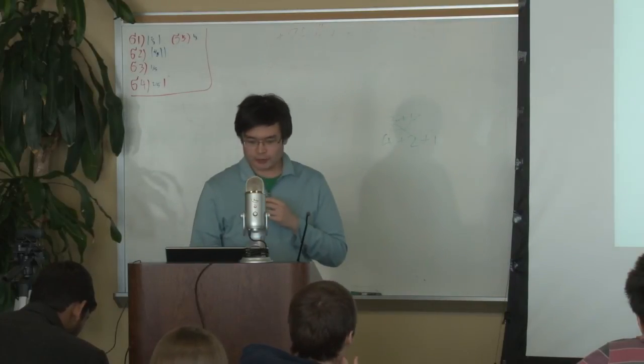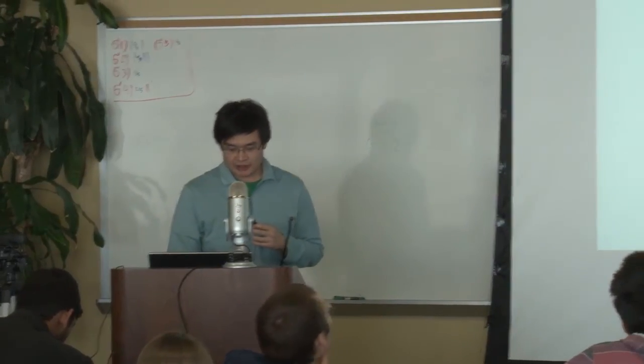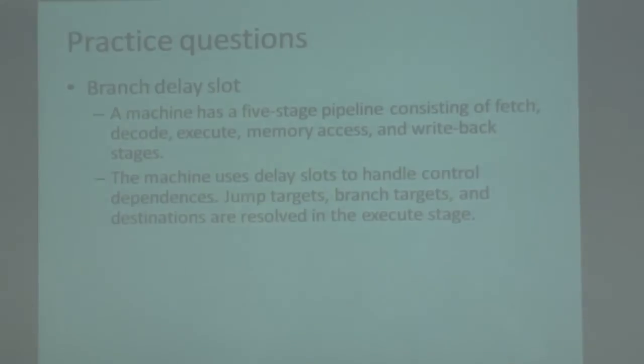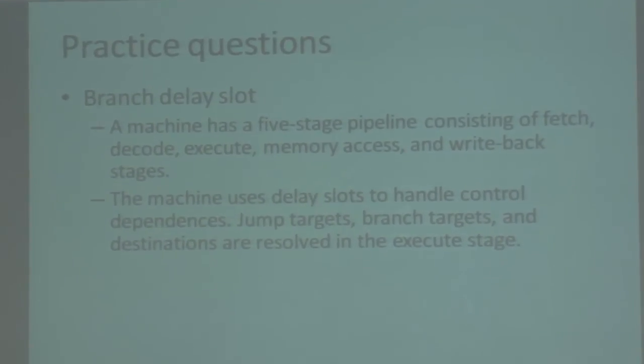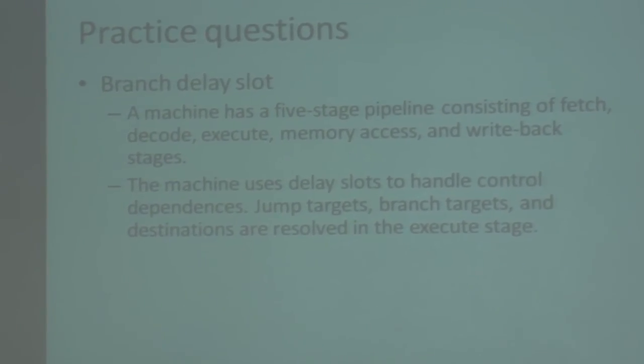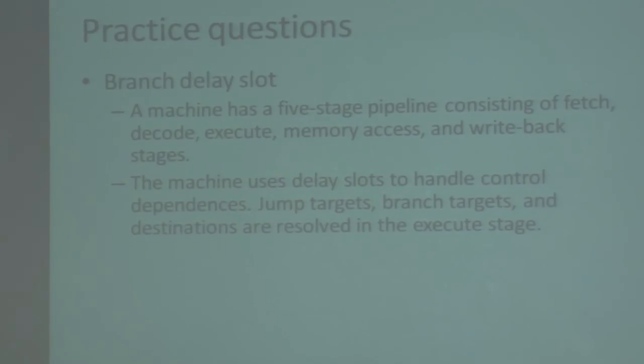Alright, and the last question will be on the branch delay slot. This one should be pretty easy. Suppose you have a 5-stage pipeline: fetch, decode, execute, memory access, and write back. How many delay slots would you need? Five, because you need a delay slot for each stage in your pipeline. No, but it's a branch delay slot.